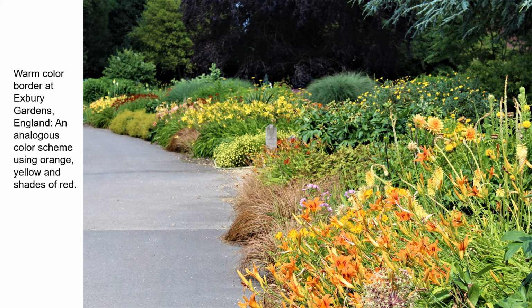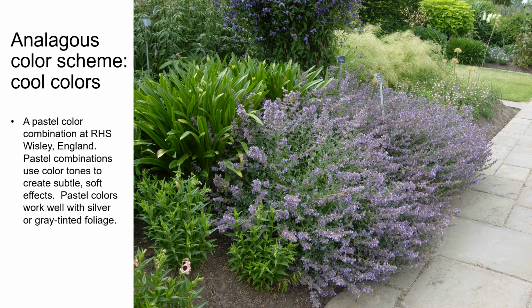Here's another example of an analogous color scheme with warm colors, this time at Exbury Gardens in the south of England. Analogous also works well with cool colors. The photo here shows a pastel color combination at the Royal Horticultural Society garden in Wisley in England, using tints of blues and greens to create a soft, subtle effect.